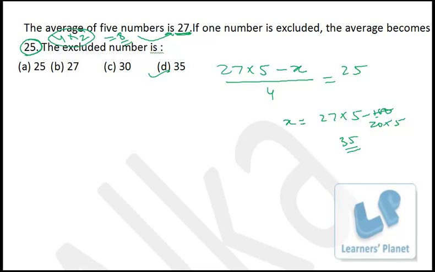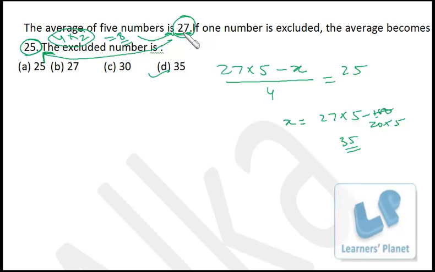So precisely what is happening here, this loss, 4 into 2 equal to 8, is because of the exclusion of one number. Initially the average was 27. When you exclude this particular number, the average goes down to 25. So basically because of the exclusion of this number, the average is getting down. That means the excluded number is carrying a value that is 8 more than 27. Just listen to the explanation once again if it is not clear the first time.